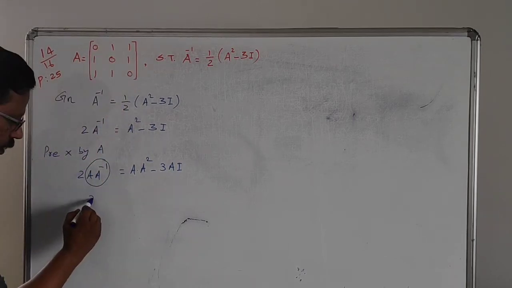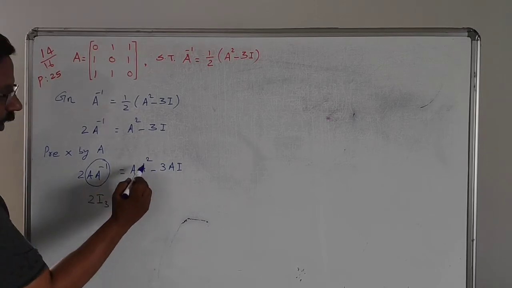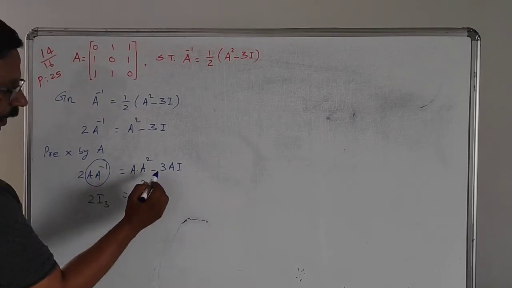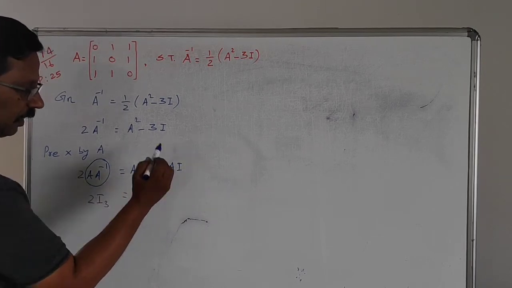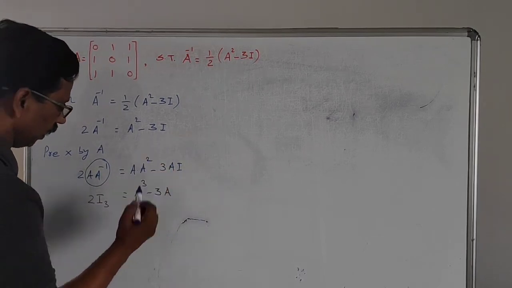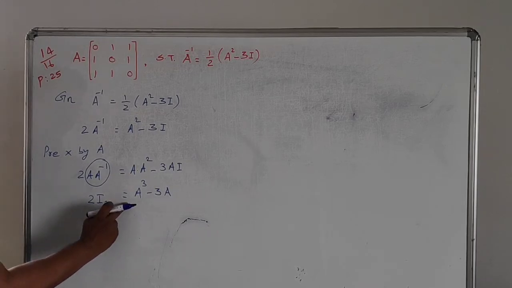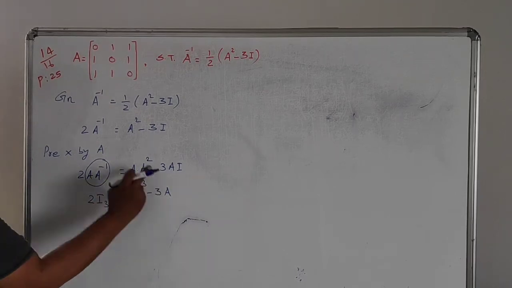Now you can write 2 times I3 equal to A into A square, you can get A cube, minus 3 times, if a matrix is multiplied by the identity matrix the result is A only, therefore you can write A. Now from this we have to prove that 2 times I3 equal to A cube minus 3A. This is very easy to prove.